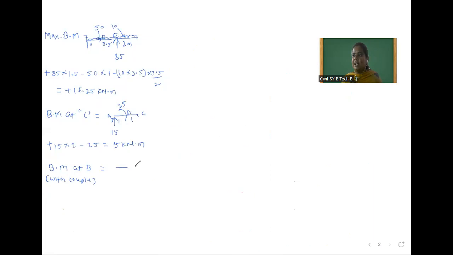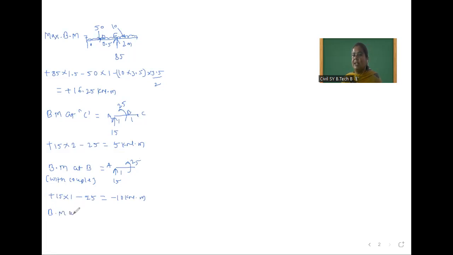So the figure is likewise. Here a 15 kilonewton load is applied, here 25, and this distance is 1 meter. This is A distance. So this pushes upward, so plus 15 into 1, and this pushes downward, so minus 25, which is equal to how much? Minus 10 kilonewton meter. And now we will calculate without couple.